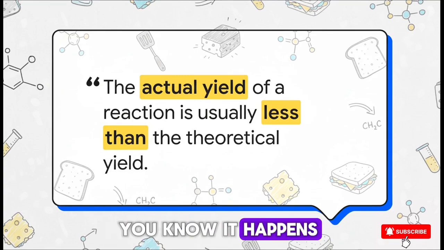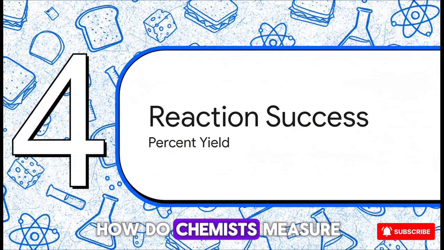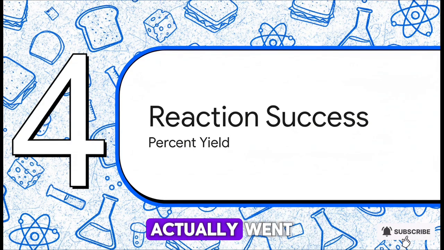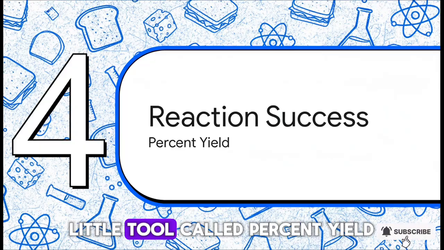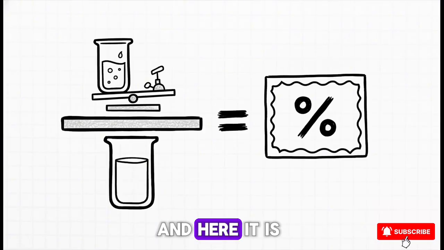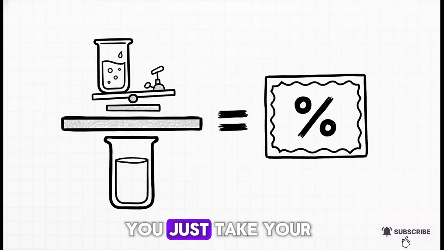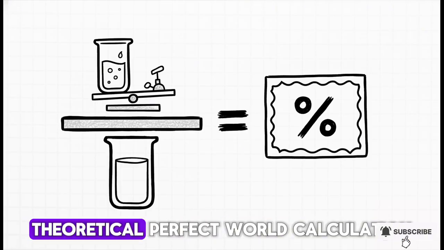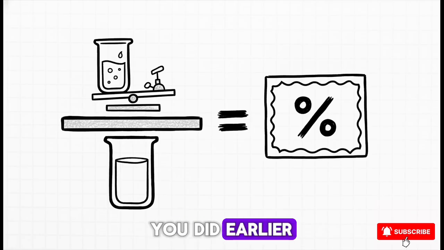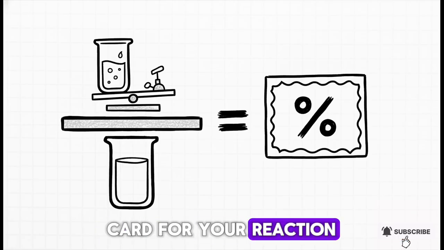You know, it happens. So if you almost never get what you expected, how do chemists measure how well a reaction actually went? How do they grade themselves? Well, they use a fantastic little tool called percent yield. And here it is, the formula for success. It's as simple as it looks. You just take your actual real-world result, divide it by the theoretical perfect world calculation you did earlier, and then multiply it by 100. It's basically a report card for your reaction.